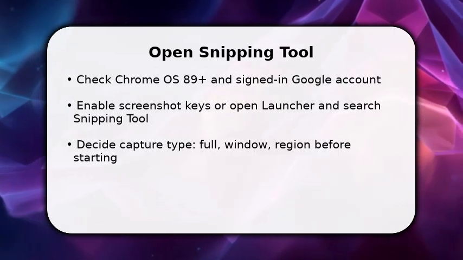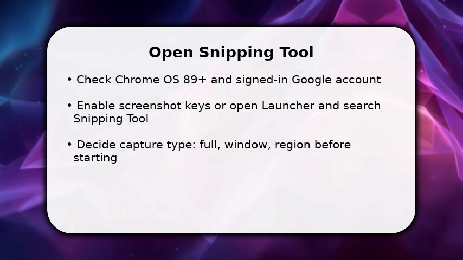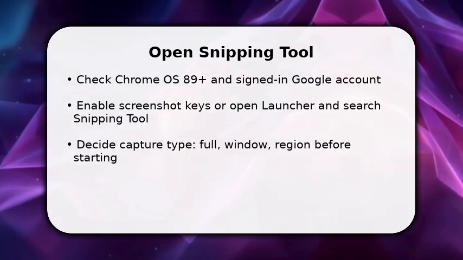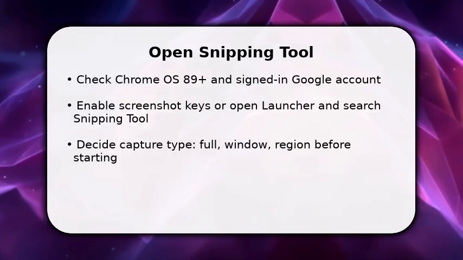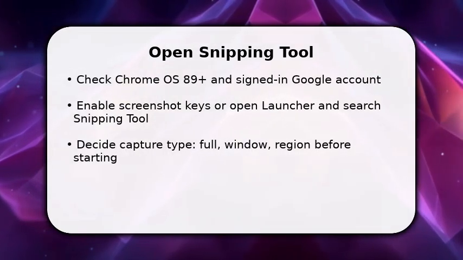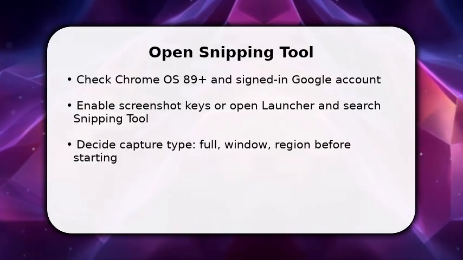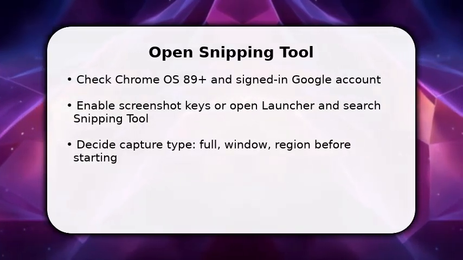You choose a capture type first because it determines framing and options. Full capture saves instantly, window targets an app, and region lets you draw precisely. Make sure to allow any requested permissions so screenshots save to downloads or drive. Then move on to framing your shot.